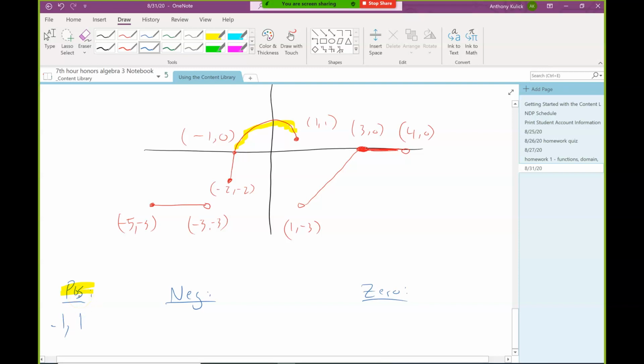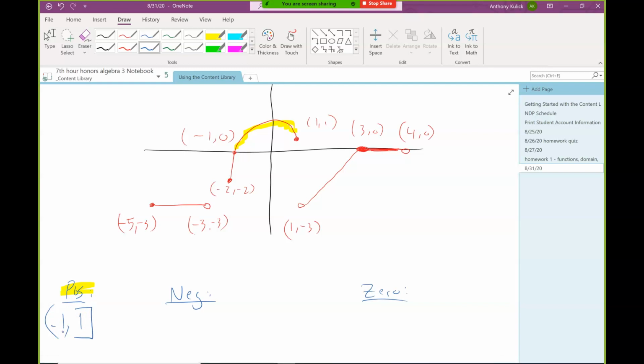Now the point -1, 0, is that above the x-axis? No, so I use a parenthesis. Is the point 1, 1 above the x-axis? So we'll use a bracket. Everybody's good with that?